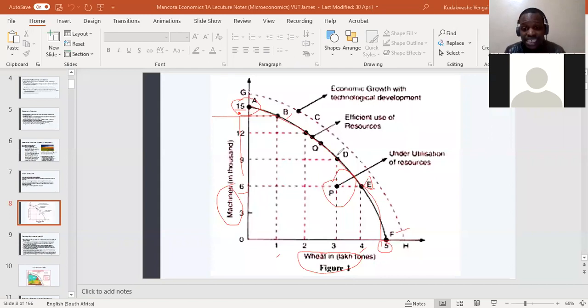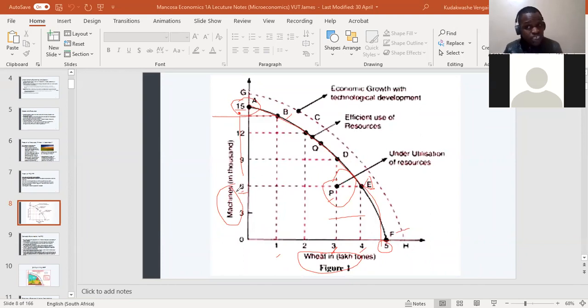But let's go back to point P. At point P, we have 6 million machines and 3,000 in terms of wheat. But we can move to point E, where we now have 4,000 wheat. We have added 1,000 in wheat. But have we lost in terms of machines? No. We are still having 6 million machines.